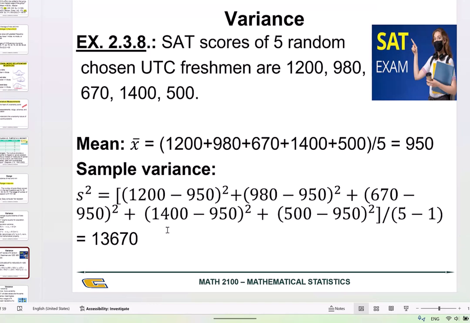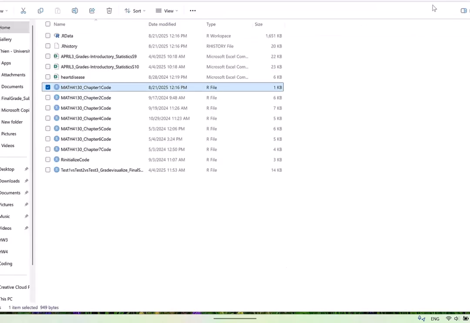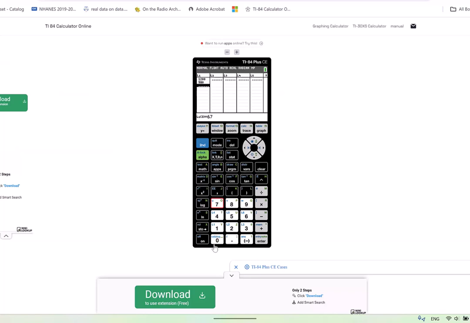And the good news is that the TI calculator can do that job for you very fast. Let me show you how we use the TI to get the variance here. You first press STAT, and choose Edit, which is the first option. So you get the lists in the TI. Enter 1280, 980, 670, 1400, and the last value will be 500.